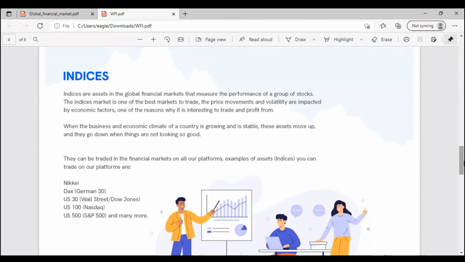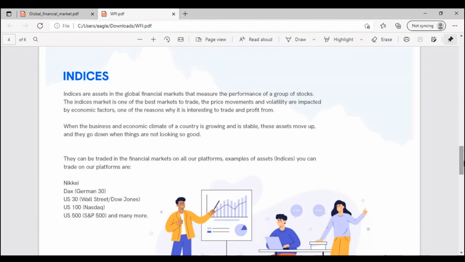When the business and economic climate of a country is growing and stable, every asset, which is an index, tends to move up. They only go down when things are not looking so good. Like during Corona, the Dow dropped a lot, Nasdaq dropped a lot, the S&P 500 dropped a lot. A lot of indices dropped a lot during the coronavirus period. And they can be traded in the financial market on all our platforms.